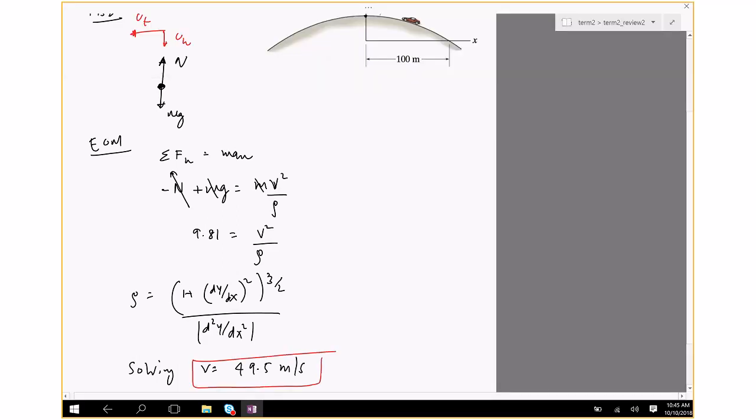And this is a question from chapter 13, it's 13-74. I still have 5 minutes, so let's do the last problem.